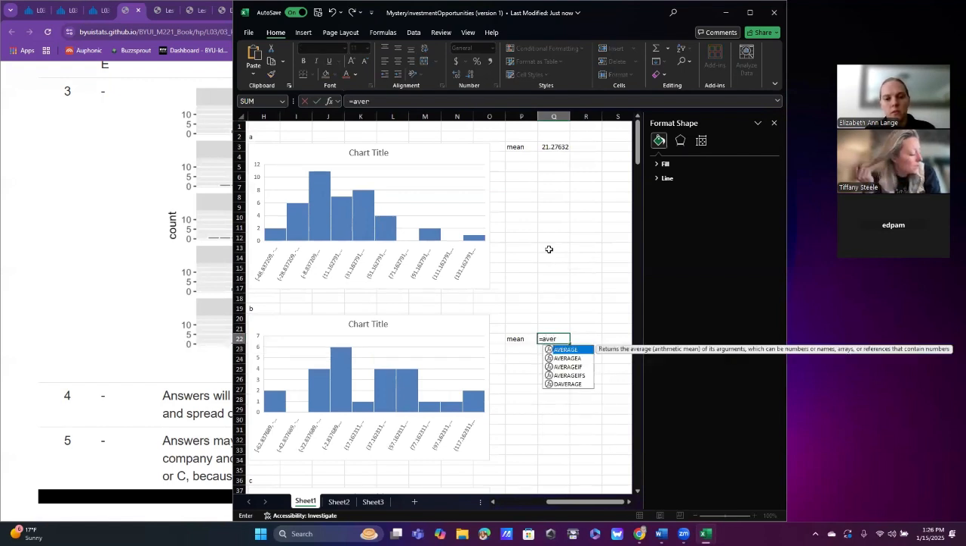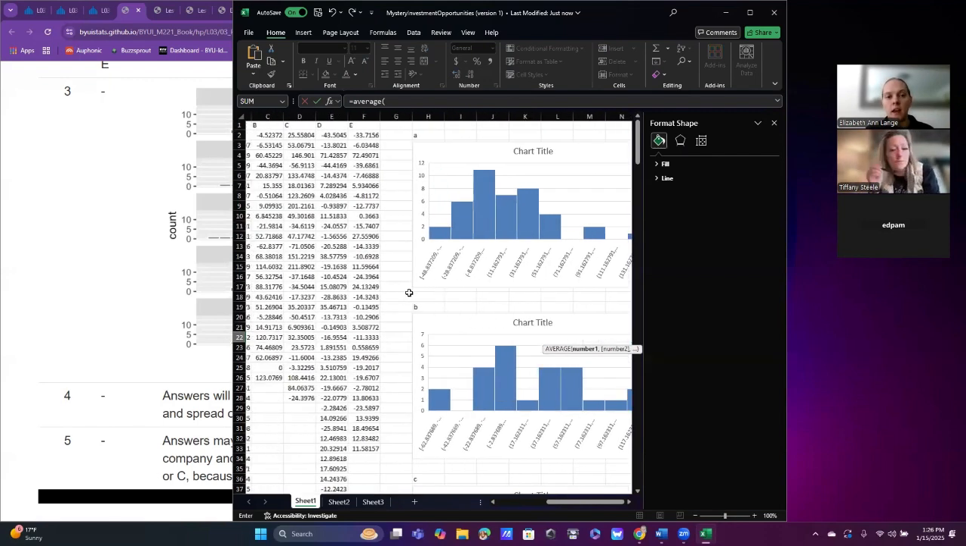So what's the median again? The median is like, you order the numbers from least to greatest and then you take the middle number. Oh, right, right. Okay. I can do the median next if you want.